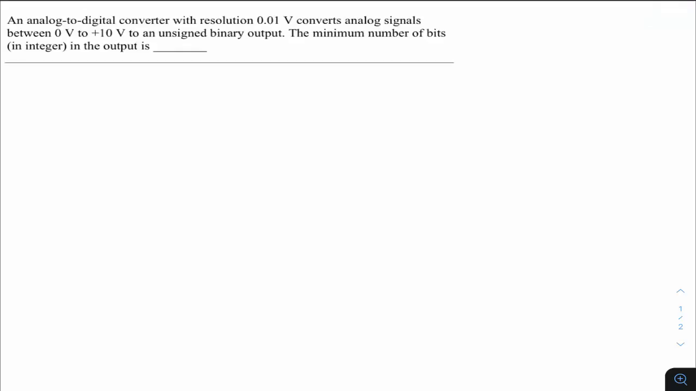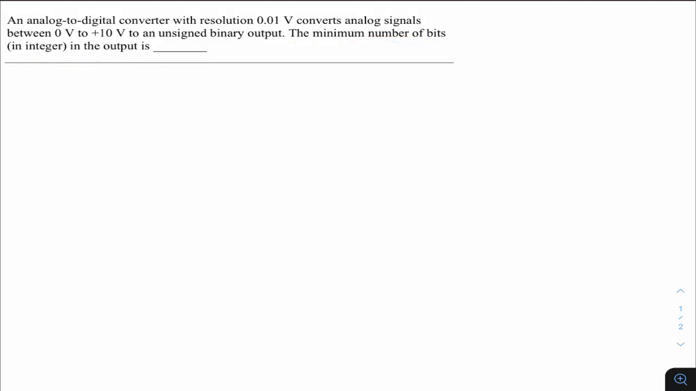This question was asked in GATE 22 of Instrumentation. This is from digital subjects and from the data converter topic. The question is: an analog to digital converter with resolution 0.01 volts converts analog signals between 0 to 10 volts to an unsigned binary output. The minimum number of bits in the output is dash.